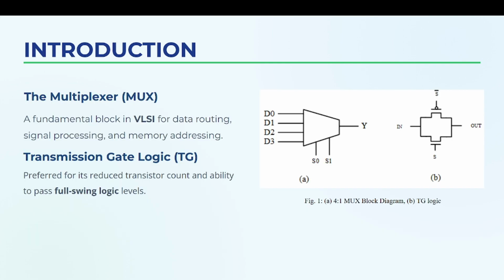In the introduction, the multiplexer or MUX is a fundamental building block in VLSI for data routing, signal processing, and memory addressing. Among its implementations, transmission gate logic is preferred because it uses fewer transistors and can pass full swing logic levels. However, as we will see, traditional transmission gate MUXs have a major drawback.